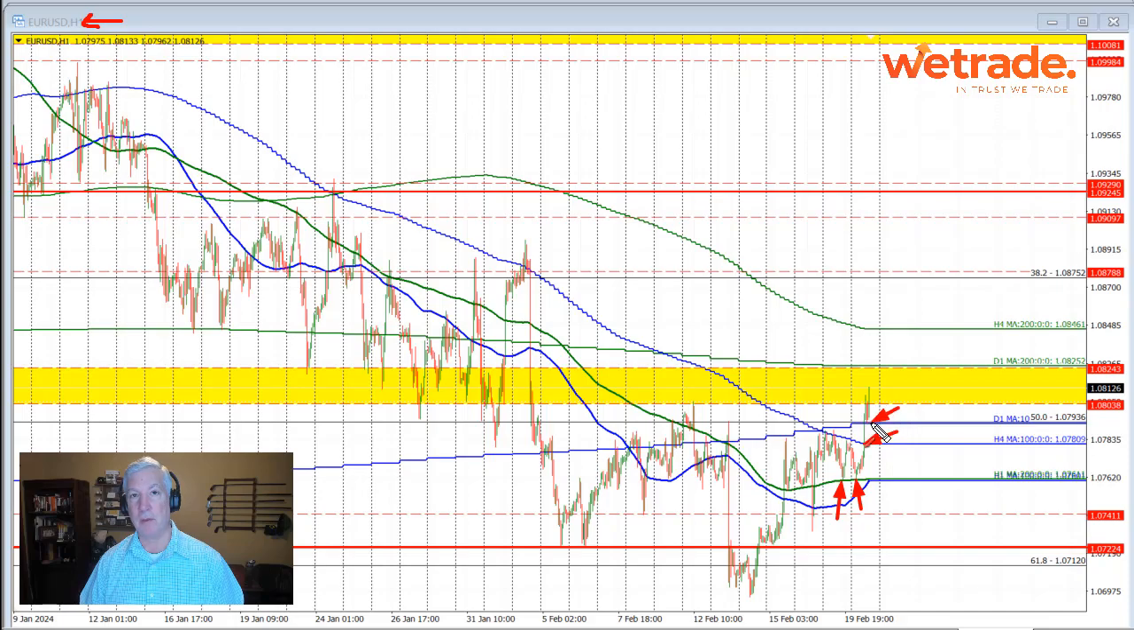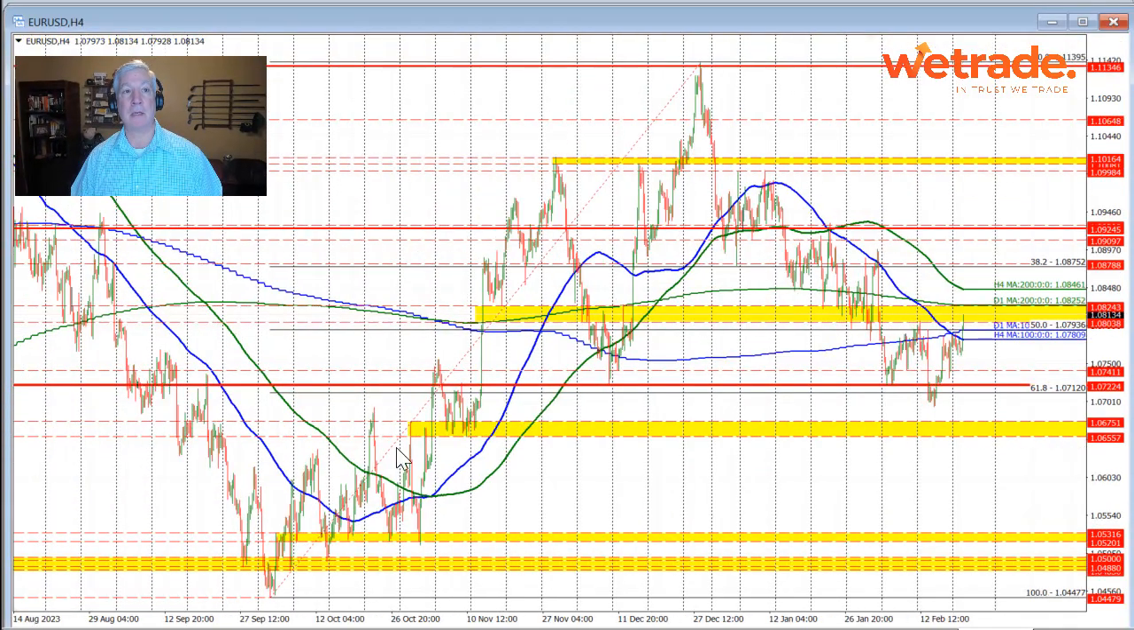We also moved above this dual technical level defined by the 100-day moving average and 50% retracement. That 50% retracement is of the move up from the October low to the December high. If we go back to the 4-hour chart, that's what this looks like right here. This is a low right here to this high right here. The 50% retracement and the 100-day moving average both came in at 1.07936, and we broke above that level. And we've been able to stay above that level.